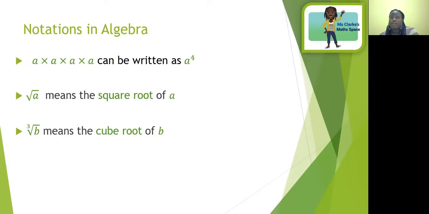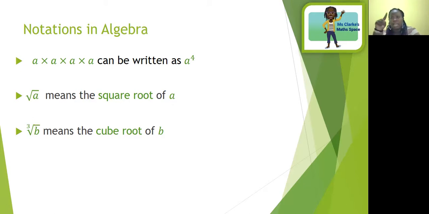Notation in algebra continues. We have a multiplied by a multiplied by a multiplied by a. So we have four a's that multiply by each other, and we're going to write that as a raised to the power 4. And I just want to highlight here that a to the power 4 is a multiplied by a multiplied by a multiplied by a, whereas 4a would be a plus a plus a plus a. So there's a difference. One is repeated addition, which would give us 4a, and we have repeated multiplication 4 times, which would give us a to the power 4.